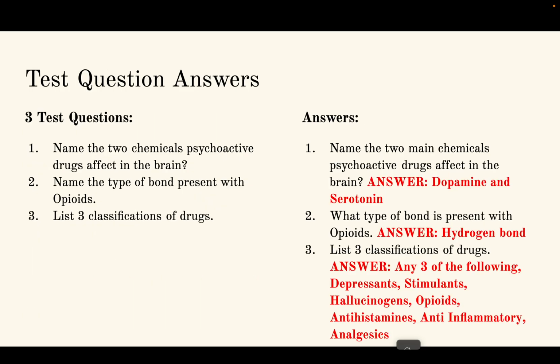The answer to number 1 is dopamine and serotonin. Answer to number 2, hydrogen bond. Answer to number 3 can be any 3 of the following: depressants, stimulants, hallucinogens, opioids, antihistamines, anti-inflammatory, and analgesics.